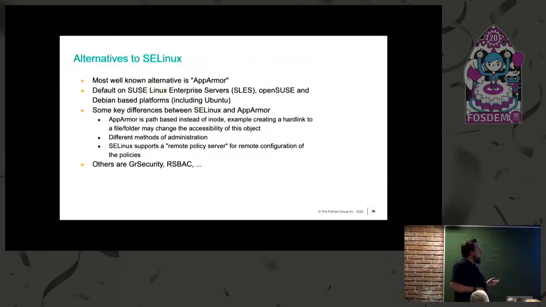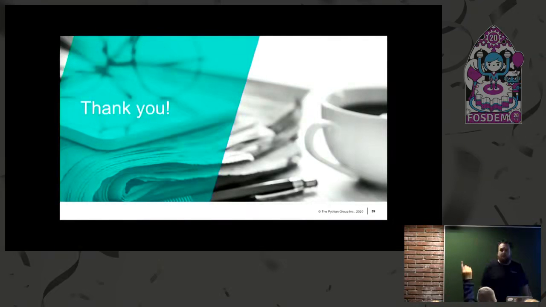Alternatives for SELinux, most well known is probably AppArmor, which is the default in Ubuntu-based systems, I think. And SUSE Linux. And then key differences is, you can see here, SELinux supports a remote policy server. If you define it centrally, then all the servers get it, which AppArmor doesn't. And then there's some other tools which are less known, but when looking up alternatives, I found them, so I put them here. So, any questions?